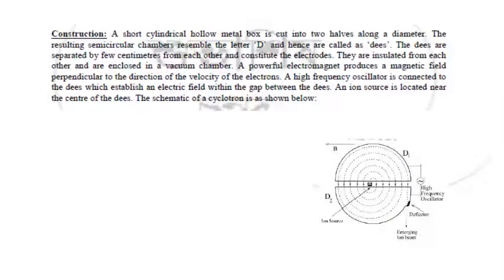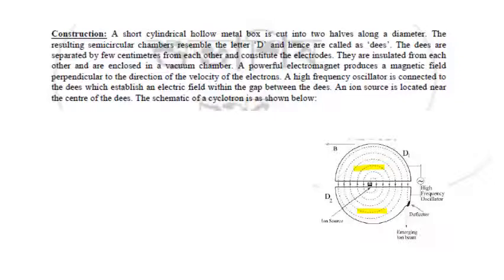In this cyclotron, a short cylindrical hollow metal box is cut into two halves along a diameter. The top portion is shown here. This is the first half and this is the second half. The resulting semicircular chambers resemble the letter D. These are two Ds, and hence are termed as Tees, Ds. The Ds are separated by a few centimeters from each other and constitute the electrodes. They are insulated from each other and are enclosed in a vacuum chamber.